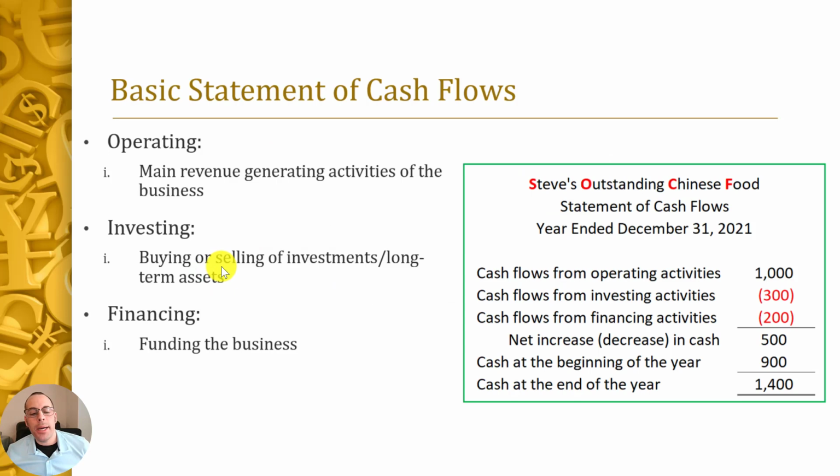And if a company buys or sells investments or long-term assets, that goes into investing cash flows. That was a cash outflow of $300. And if a company wants to fund its business with debt or equity or pay back debt or equity, that's in the financing section. That was a cash outflow of $200. So for 2021, Steve's business generated $500 of cash. And on the first day of 2021, he had $900 of cash. So at the end of 2021, he now has $1,400 of cash.